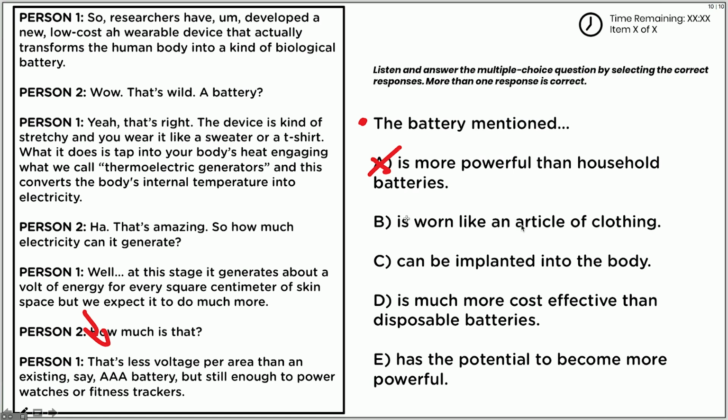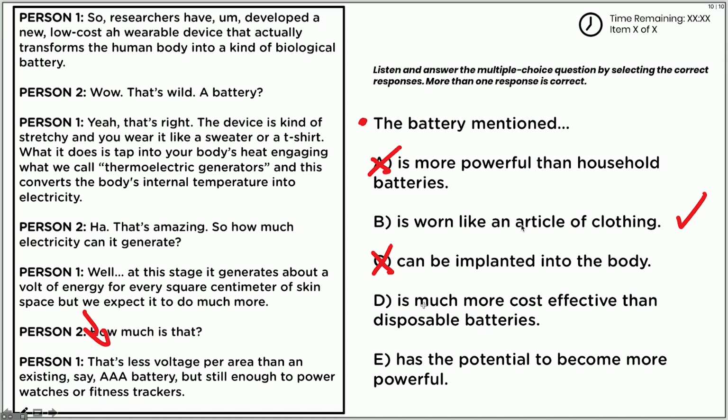The battery mentioned is worn like an article of clothing. So up here they talk about wearable devices, and then the second person says, wow, that's wild, a battery. And then the speaker says, yes, you wear it like a sweater or a t-shirt, like an article of clothing. That one is correct. The battery mentioned can be implanted into the body. It just doesn't say that, okay? There's nothing mentioned about that. It's not contradictory per se. It's just simply not mentioned. So we'll cancel that one out.